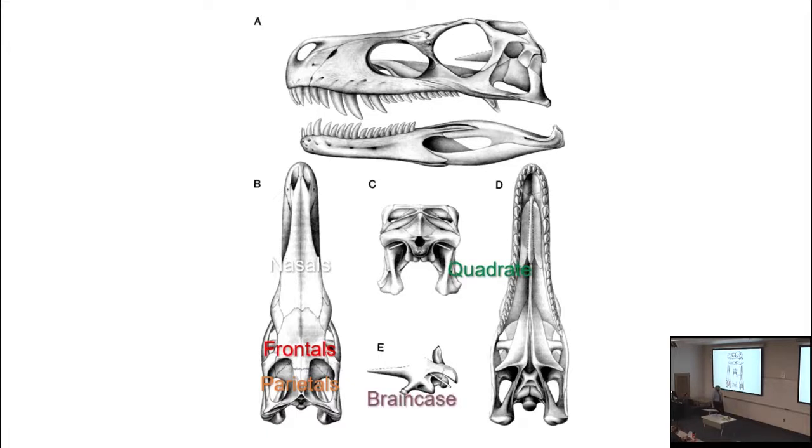Now, the brain case isn't just one bone, it's a series of bones. We are not going to learn the names of the bones of the brain case in this class. That's a 400-level thing.